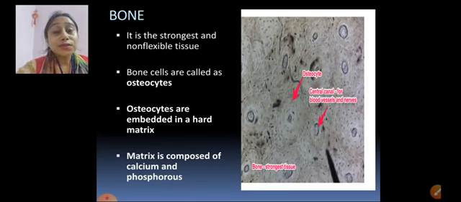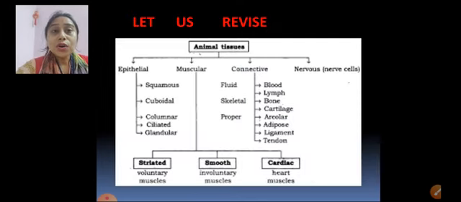So what did we understand, students, about the bone? That bone is the strongest tissue. Its function is forming the framework, protecting the very important major organs, and giving space for the muscles to adhere, to attach. And we got to know about the cell of the bone, that is the osteocyte, and the matrix, which is hard, right? So students, let us revise what we have learned all throughout about animal tissue.